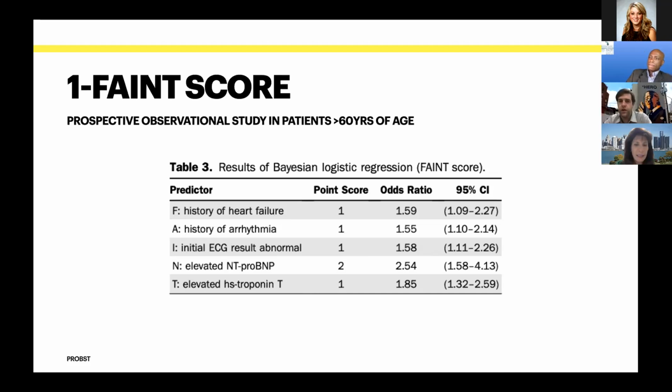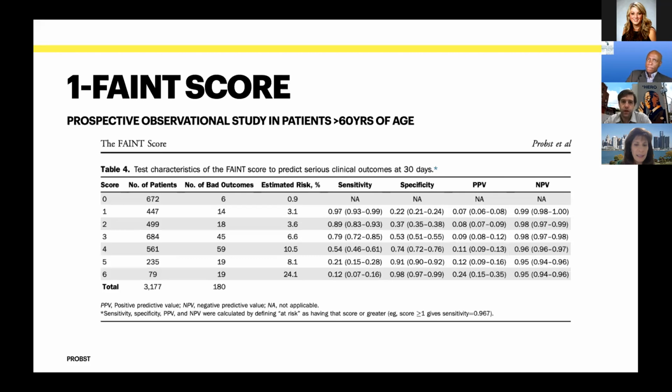Anyway, from their group of patients, they used Bayesian logistic regression to derive the FAINT score, which you can see projected here. And they actually found that if you had a FAINT score of 0, it basically excluded serious cardiac outcomes. And they found this to be superior to unstructured clinician judgment in terms of finding people who are at low risk. And you can see that here.